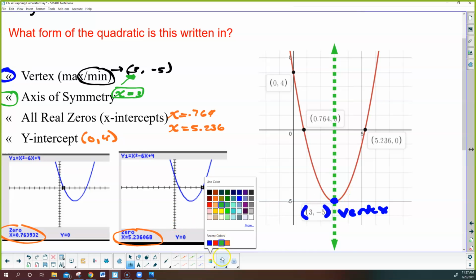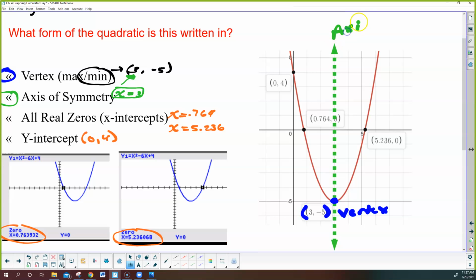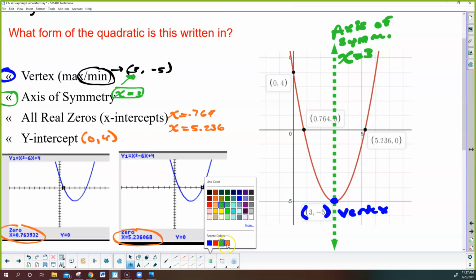Okay. And then you're going to identify the axis of symmetry. That's the dotted line. And you're going to label it axis of symmetry. If you want to abbreviate, you can. But this has the equation x equals 3. Right? We knew that because it was the x value of my vertex.